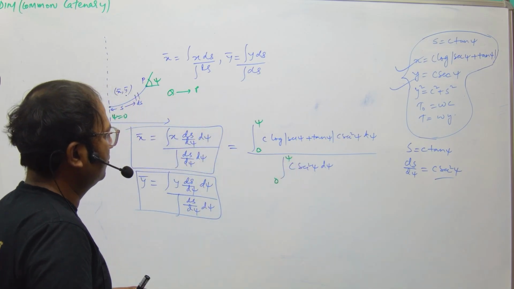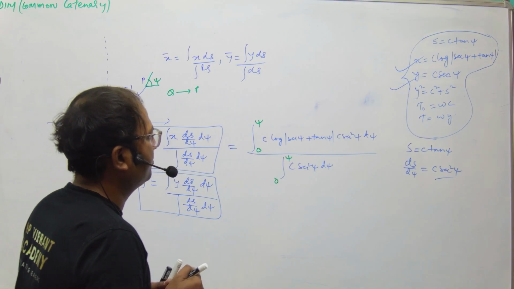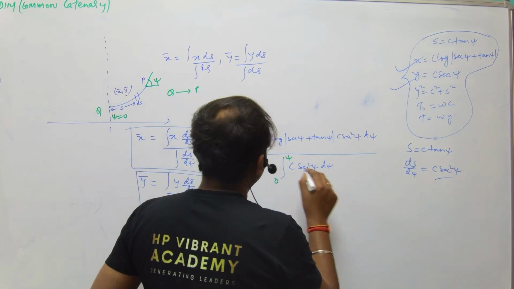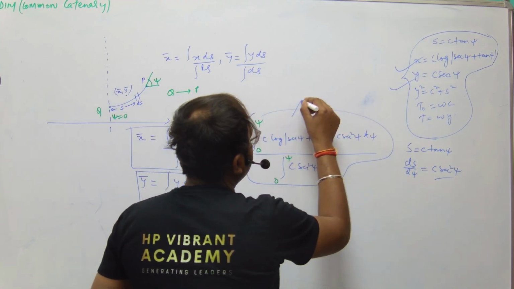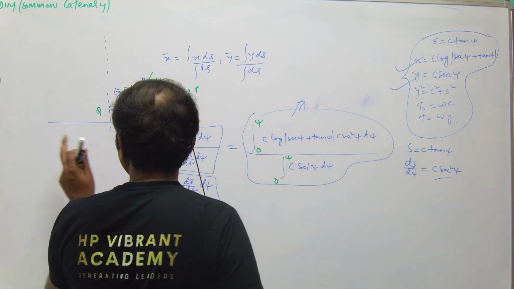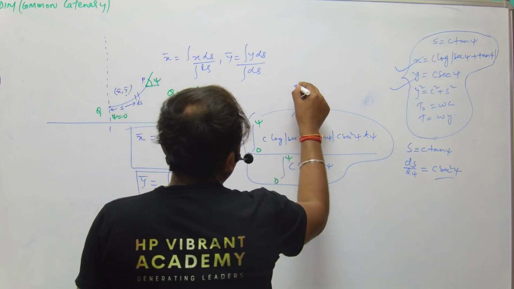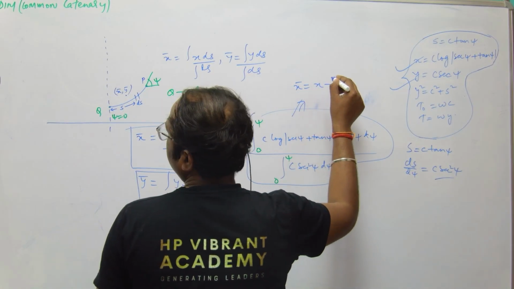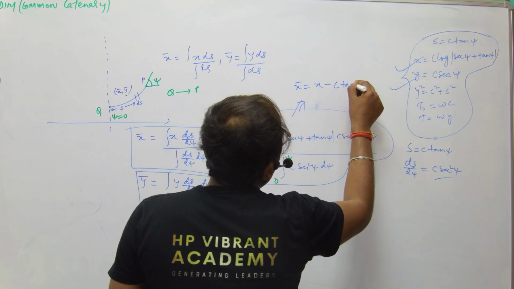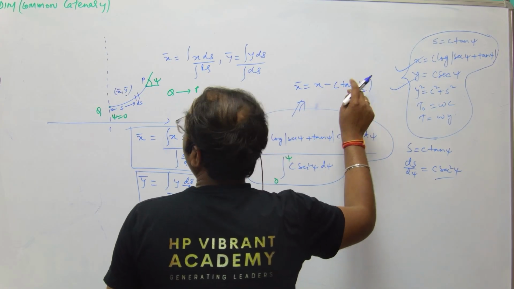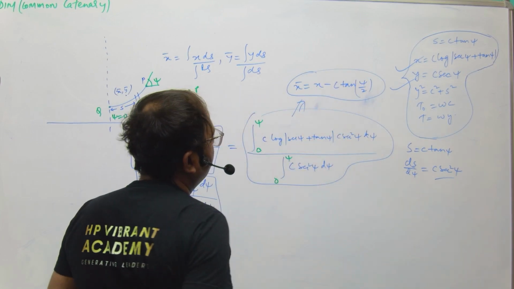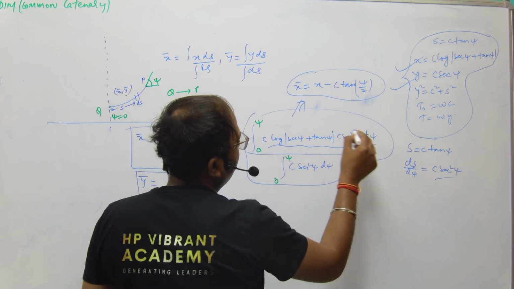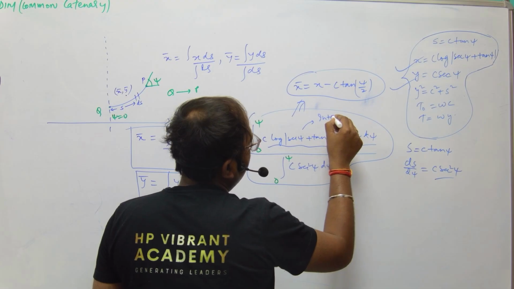Okay, let us further simplify this. On simplification we will get x bar equal to x minus C tan psi upon 2. Okay, so this is the value of x bar. We just have to integrate this by parts.